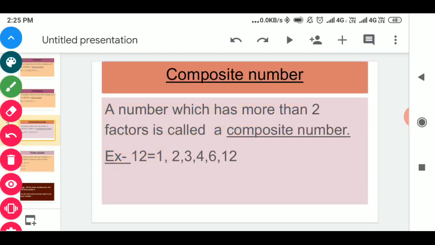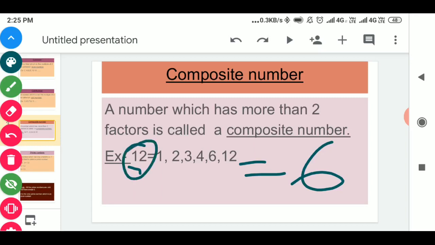Next is composite number. A number which has more than 2 factors is called a composite number. Let us take the example 12. We have already discussed this. The factors of 12 are 1, 2, 3, 4, 6, 12. The total number of factors is 6, which is more than 2. So 12 is a composite number.